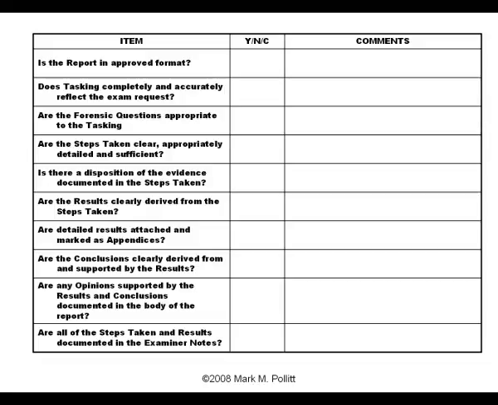Next block down are the detailed results attached and marked as appendices. If it's a short answer, a short amount of data, then you can put it in the results part, the results block. But if it's printouts of dozens of files or a number of files, then you probably want to put them as appendices. And you can say in the results, 26 Word files were identified and printed out as appendices 1 through 26.